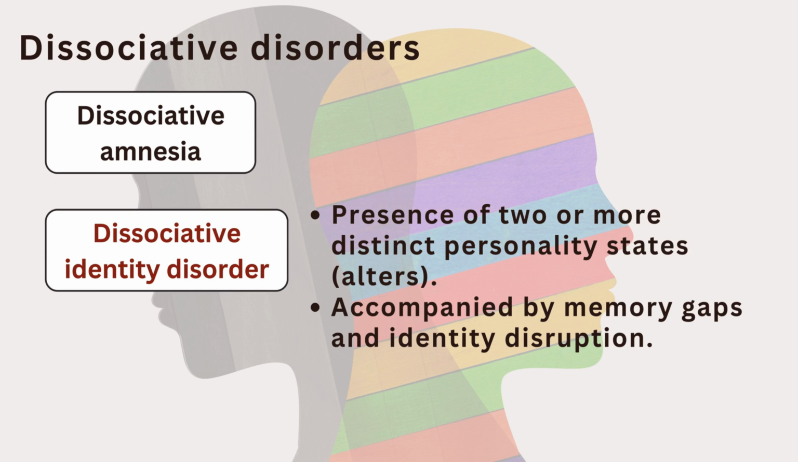DID is often linked to severe childhood trauma, particularly repetitive abuse. One famous case is that of Sybil, a woman who reportedly had 16 different personalities, each with unique characteristics and memories. Although later questioned, her case brought significant attention to DID.